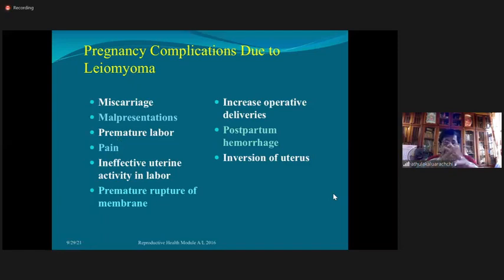When fibroids are submucous, so you have something inside the uterine cavity, especially after delivery, it can interfere with the uterine contractions. Okay, and it's also known that it can increase the risk of preterm pre-labor rupture of membranes, risk of operative deliveries, risk of postpartum hemorrhage depending on the site of the fibroid, and rarely uterine inversion.